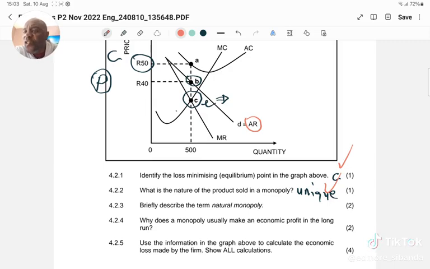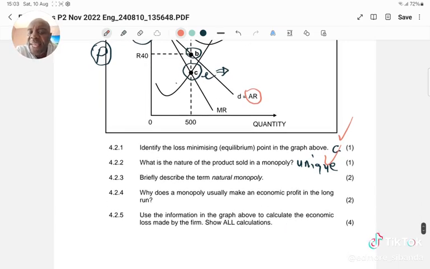If the examiner had asked you about an artificial monopoly, what is an artificial monopoly? An artificial monopoly exists when it is possible for new competitors to enter the market, but the business is protected from competition through the use of patents. A patent being a legal right that protects a business from competition.